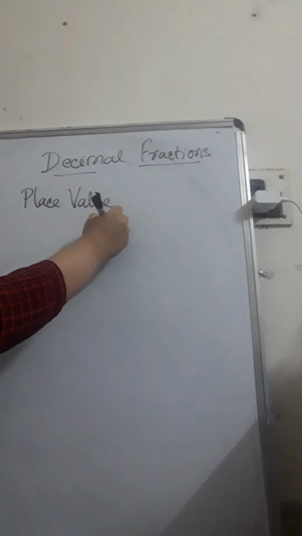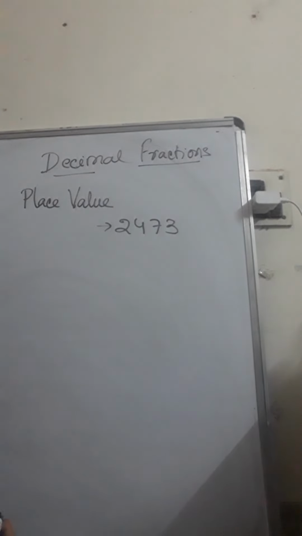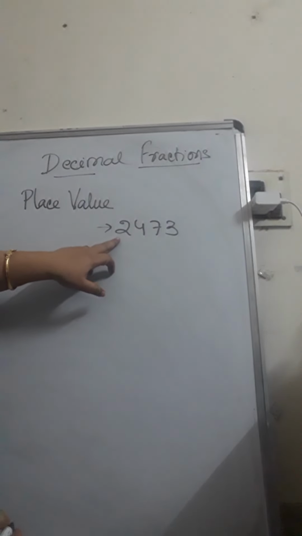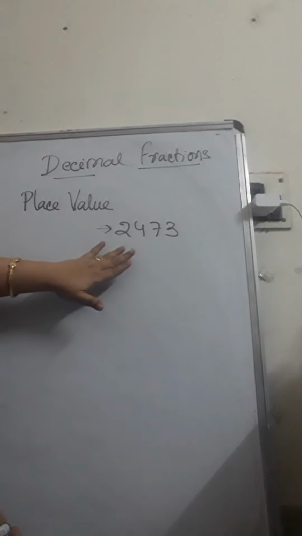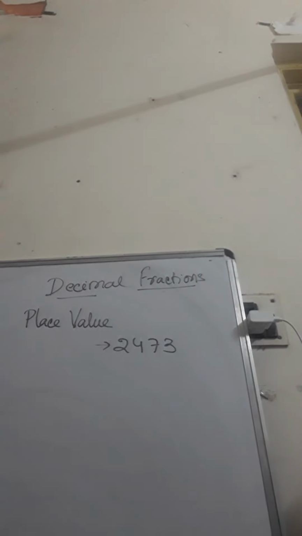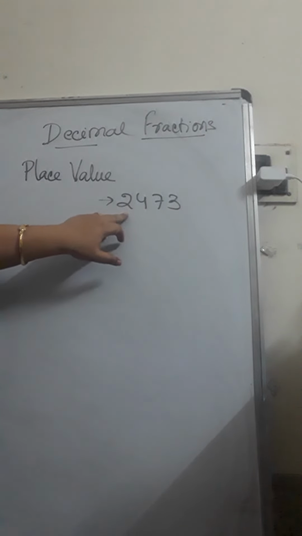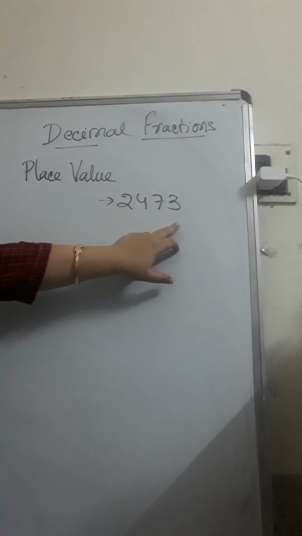In this video, we will be learning how to write the place value of decimal numbers. Now, in the case of a whole number like 2473, how do we write the place value? Suppose we want the place value of 2. This is a normal number without a decimal point, a whole number. Without the decimal point, finding the place value is very easy. The place value of 2 is 2000.